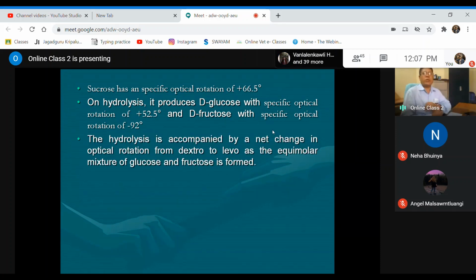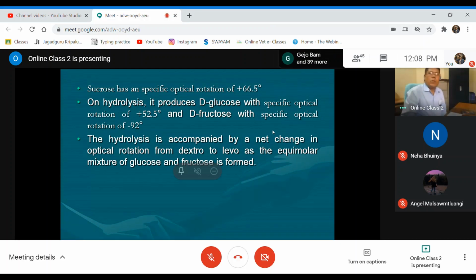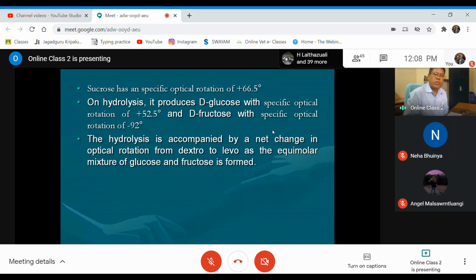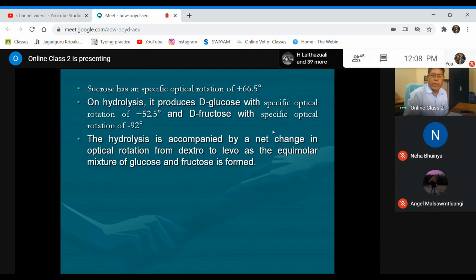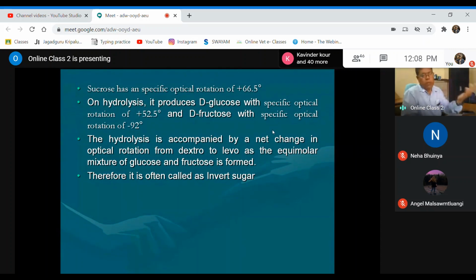On hydrolysis, the hydrolysis is accompanied by a net change in the optical rotation from dextro to levo, as an equimolar mixture of glucose and fructose is formed. Therefore, it is often called an invert sugar because the rotation is inverted on hydrolysis.